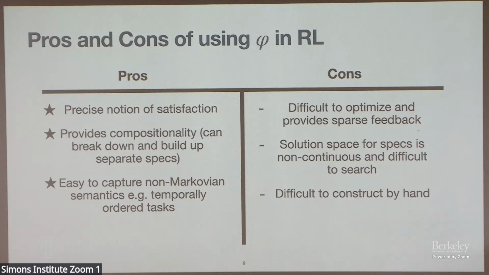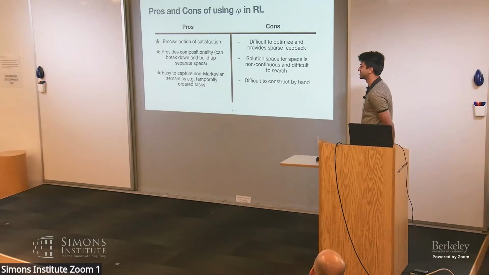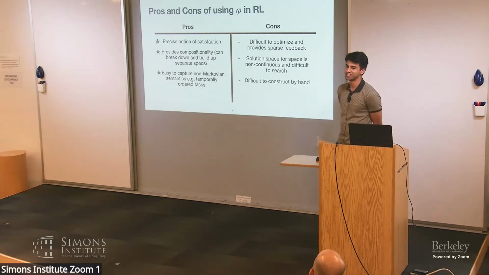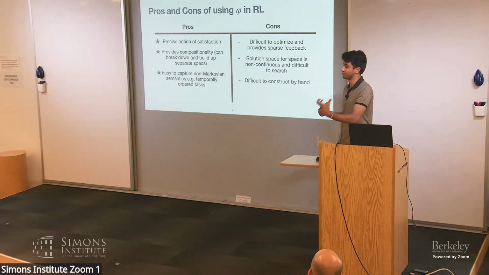It's difficult to construct by hand, but I agree with that in a non-relative sense. But relative to reward functions, is it harder or easier to construct the correct specification? Yeah, it's a good question. I think there's always a trade-off. There are often cases where I just care about getting some sense of optimality.